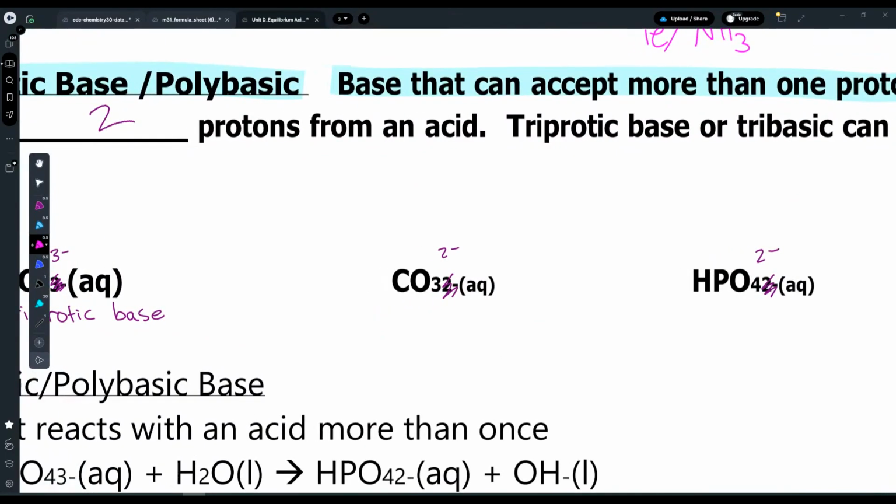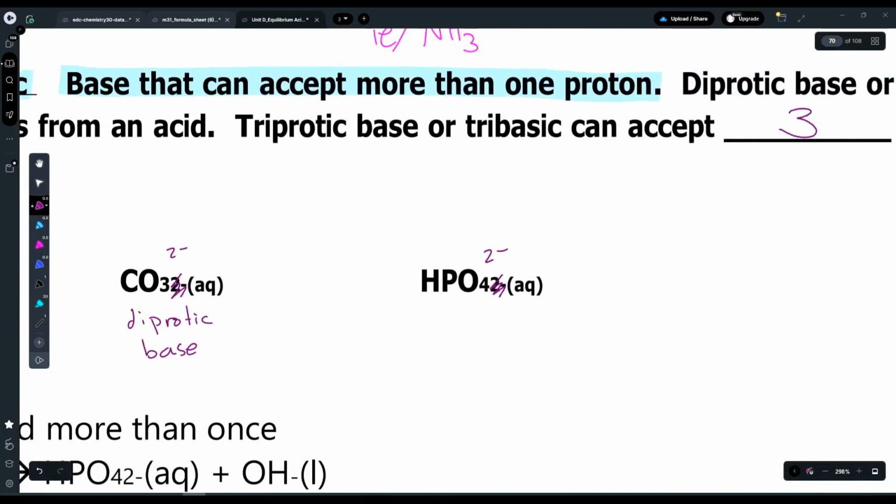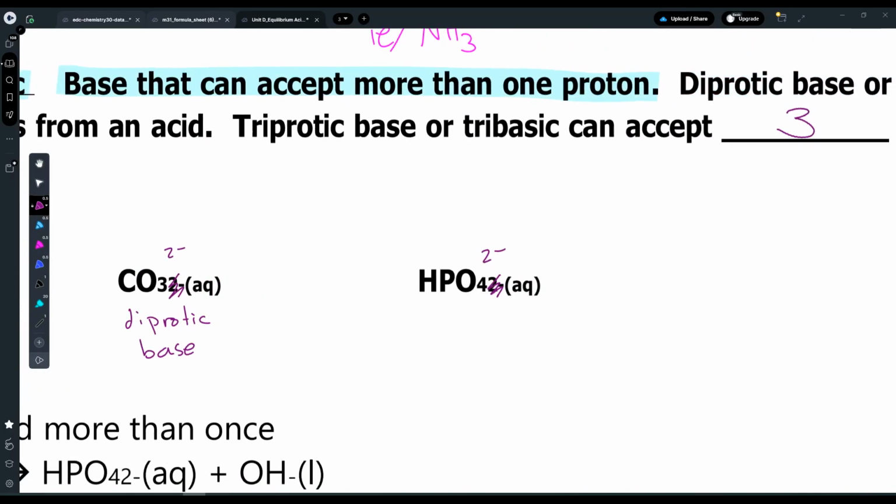Okay, going back to our bases, since this carbonate ion has a 2- charge, that means it can accept 2 protons in order to get to a neutral charge. So that means that this is going to be a diprotic base. And for hydrogen phosphate, because it has that 2- charge, that is also going to be a diprotic base.